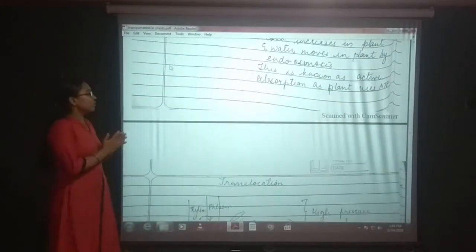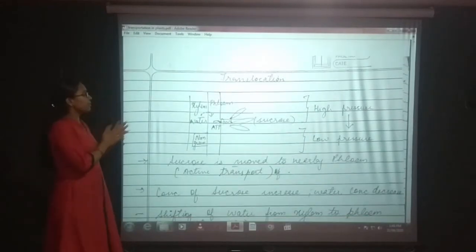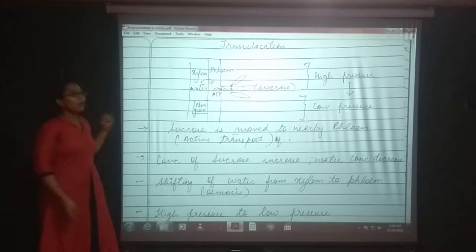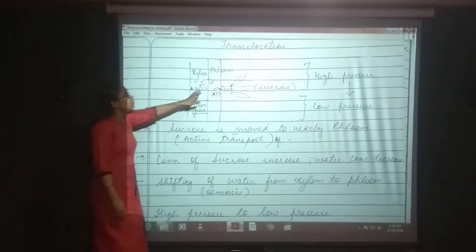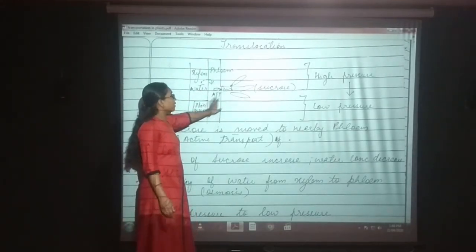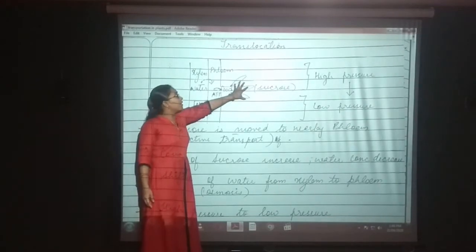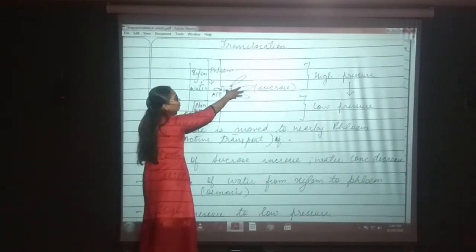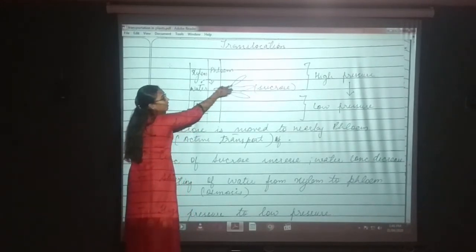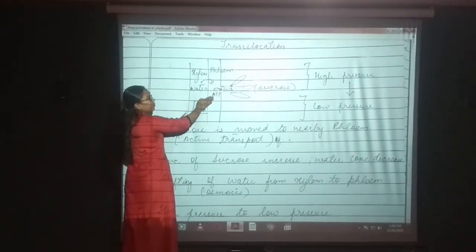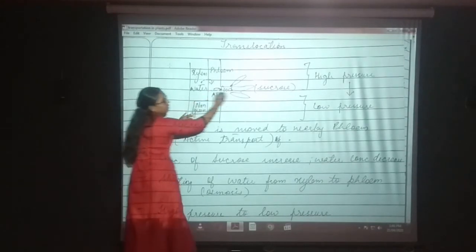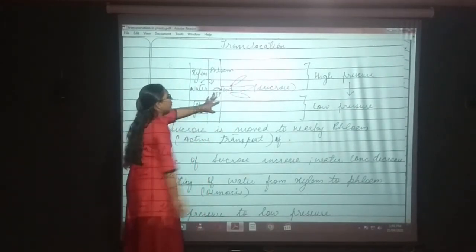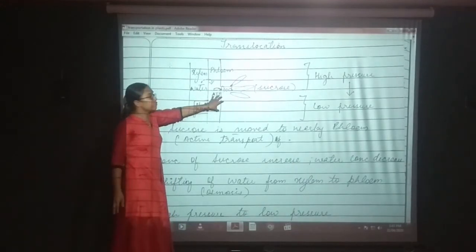Now next, coming to the translocation process. Translocation means changing the position, changing the location. Now how does the phloem transport the food? The phloem transports the food from the green region to the non-green region. This green region is the leaf. From the leaf, the food is transported. How are they transporting the food? With the help of ATP. Food means they are transporting sucrose, glucose. They are transporting the sucrose with the help of energy from the ATP.